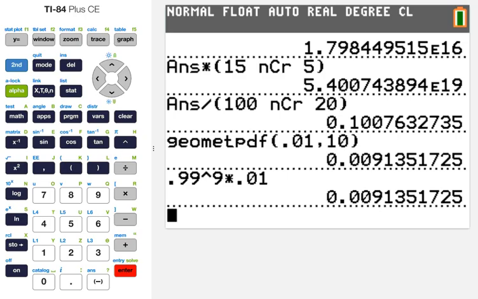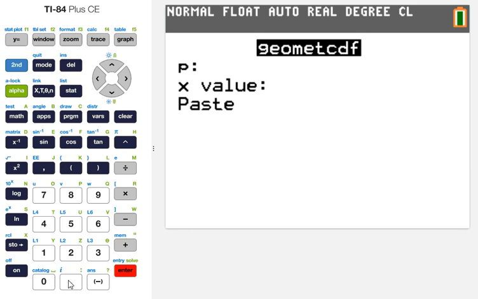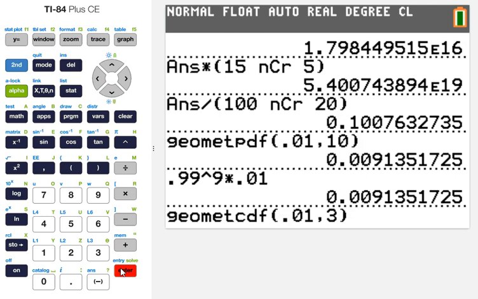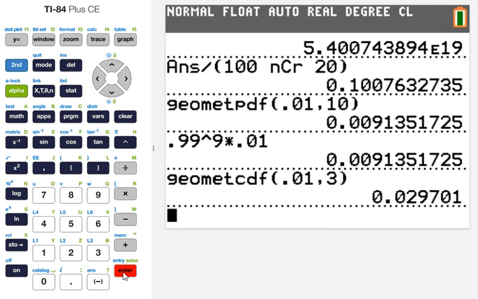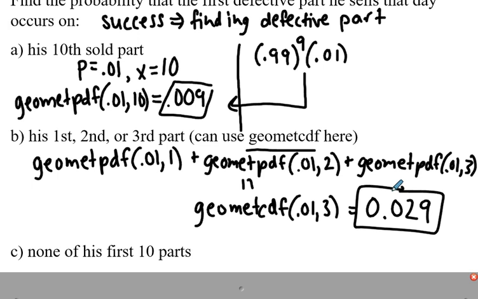Grab my calculator, go to second distribution, and I'm going to choose CDF. What this means is I want for a 1% success rate, if I put in 3, this will calculate the probability of the first success occurring on the third, the second, or the first. So it does 3 or less. I get 0.029, so about 0.03. Just a shorthand way of doing 3 or less.